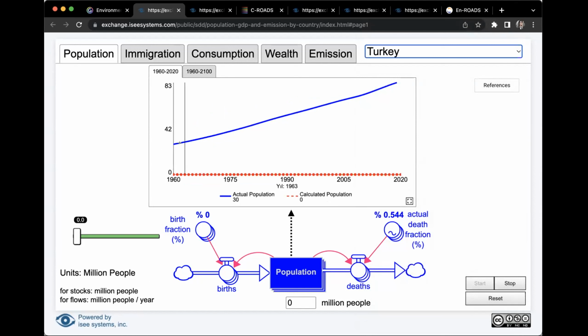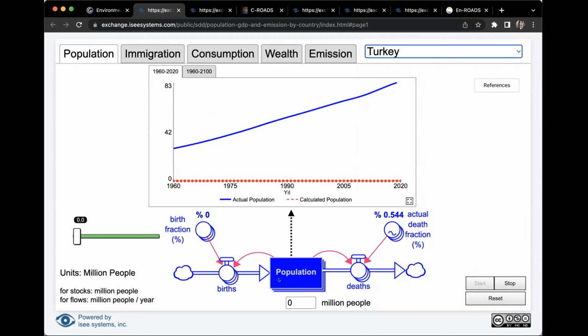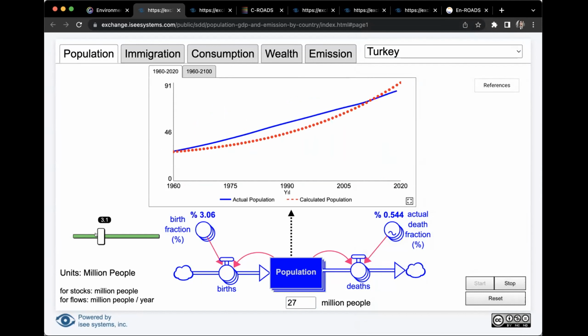In the beginning, in the 1960s, Turkey had around 20 million people. And then we also need to change the birth fraction here. So they saw how all of the components presented here actually affect the behavior of the population over time, by changing some of the parameters here.